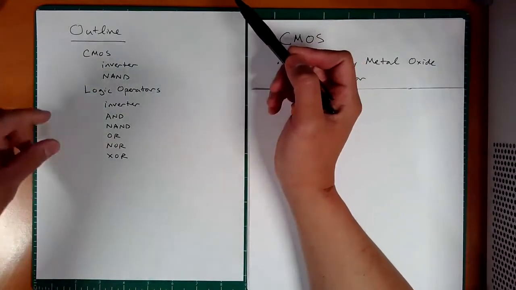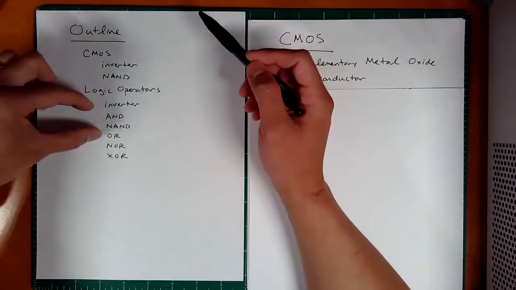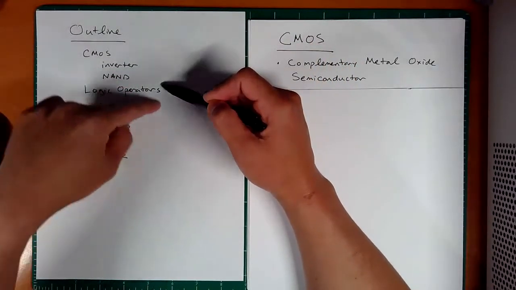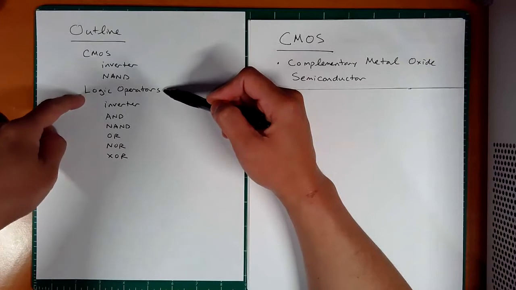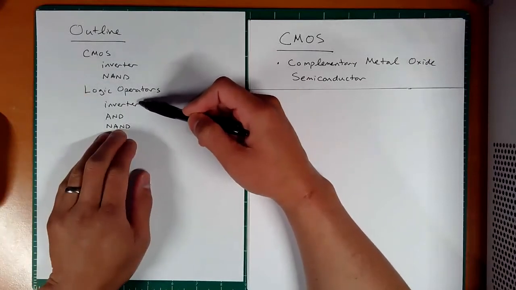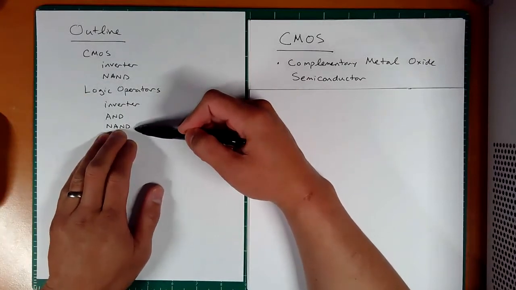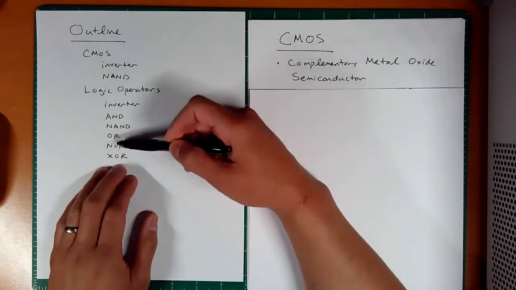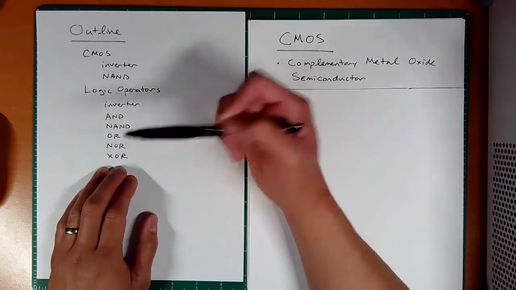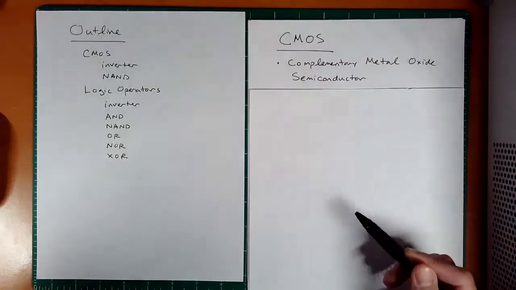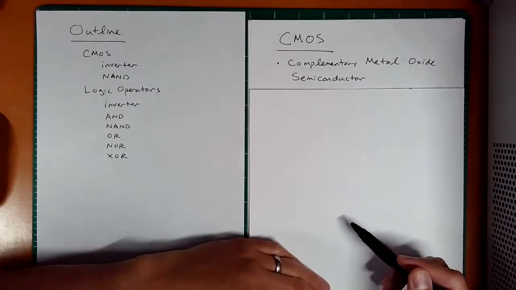And in the second and third part, we're going to cover just the formal look at logic operators in general. So we'll look at the inverter and NAND for the second part of this lecture 9. And the last part, we'll look at OR, NOR, and exclusive OR. Okay, so let's dive into CMOS.